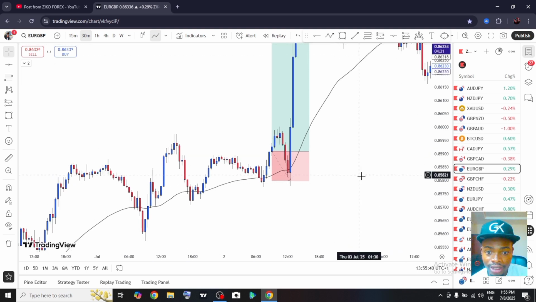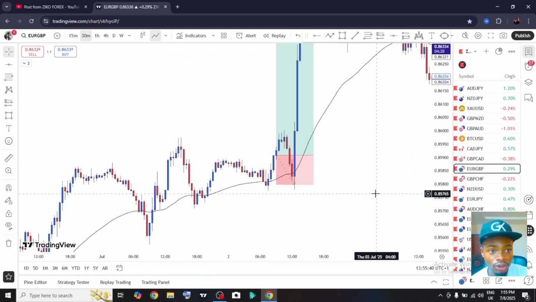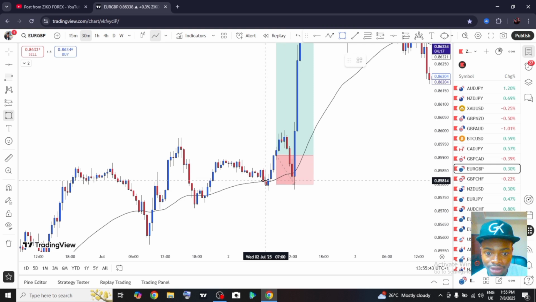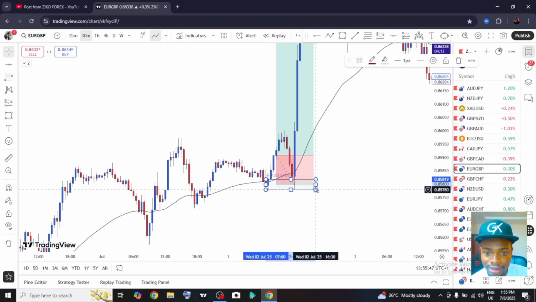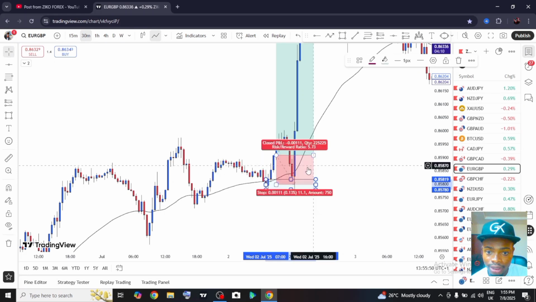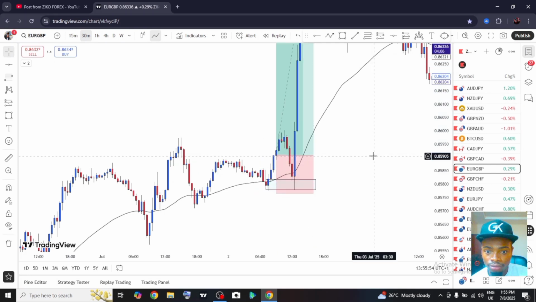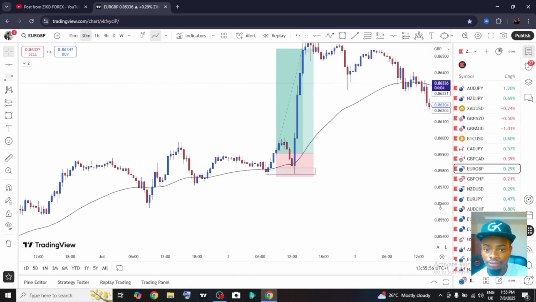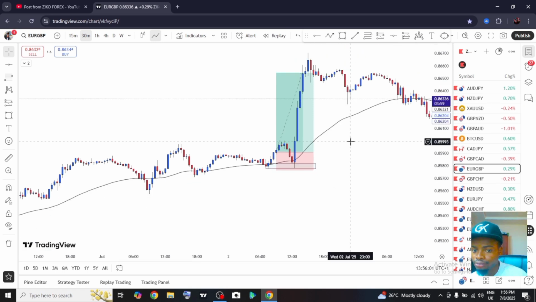So as you can see right here on the 30 minutes, what do you do? You come over to where you're supposed to put your stop loss, mark a little box below that area, right? And then you put your stop loss below that box. And you see, this was now a 1 to 4 risk to reward trade. That little box is just a structure point.